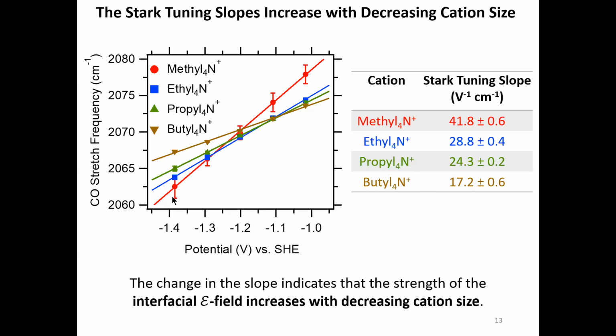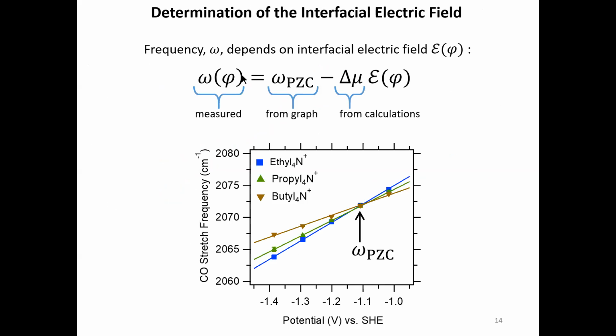Now, why is the CO stretch frequency changing as a function of applied potential? Well, this is a manifestation of the vibrational Stark effect, which tells us how the frequency of a vibrational mode changes under the influence of an external electric field. So we measured the vibrational frequency as a function of potential, and we want to know the electric field as a function of potential. To do so, we need to know two additional quantities, delta mu and omega PZC.